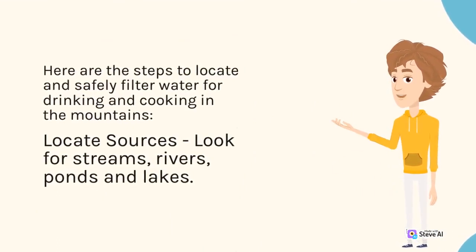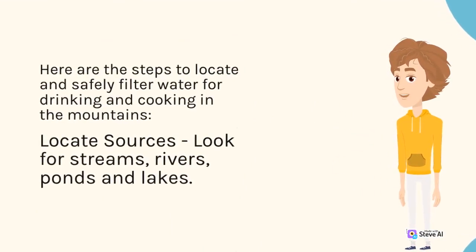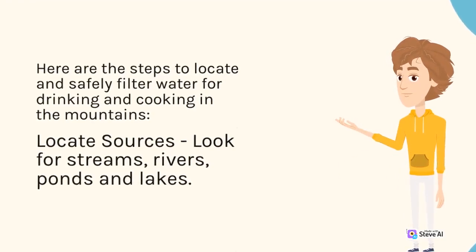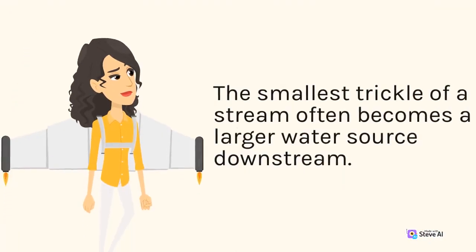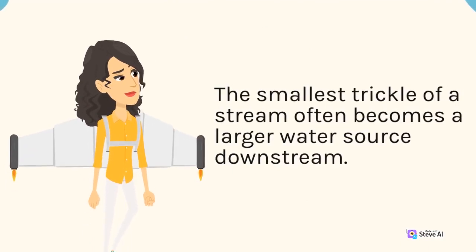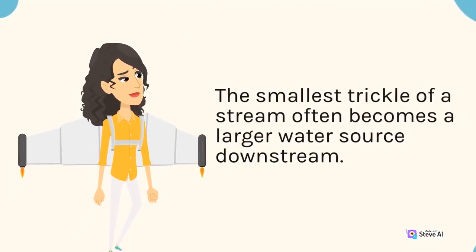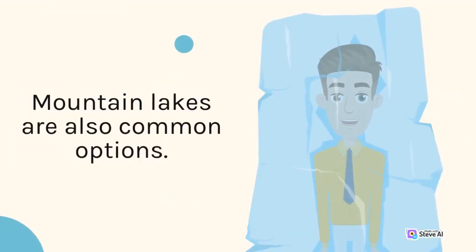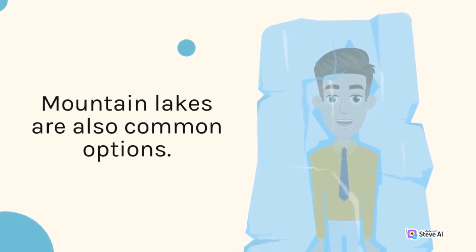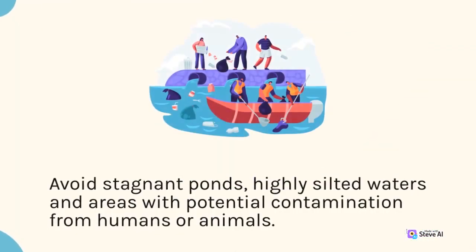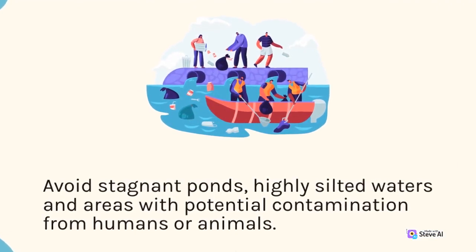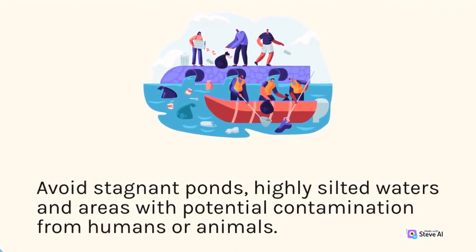Locate sources. Look for streams, rivers, ponds, and lakes. The smallest trickle of a stream often becomes a larger water source downstream. Mountain lakes are also common options. Avoid stagnant ponds, highly silted waters, and areas with potential contamination from humans or animals.